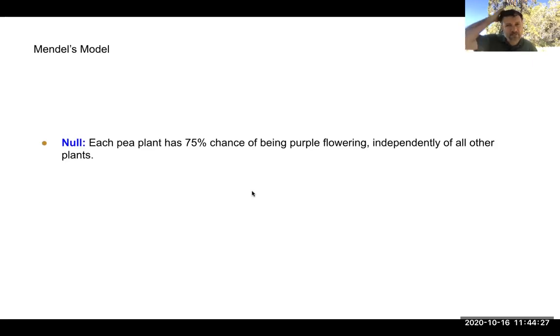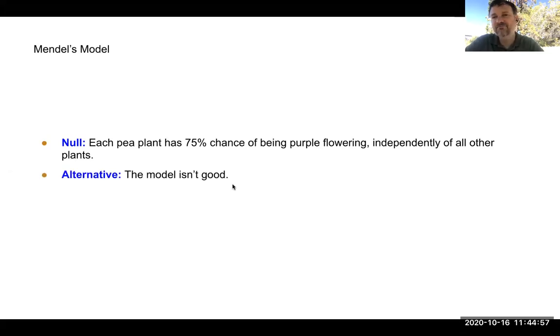All right, we did Mendel's model of pea plants. The null hypothesis was that each pea plant has a 75% chance of being purple flowers. There's no inheritance. It doesn't matter where that pea plant came from. It's just all random, 75% chance. And in particular, Mendel was predicting an exactly 75% chance for the pea plants that he brought up, not larger than 75, not smaller. And the alternative said, nope, that's not a good model. Maybe the probability is larger than 75, maybe it's smaller, whatever. In any case, it's just not the null.